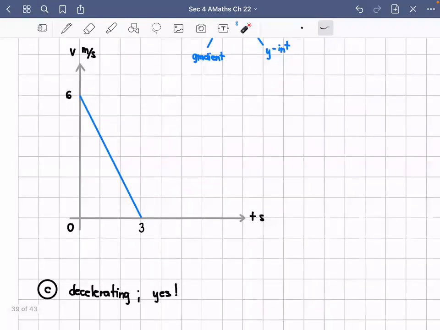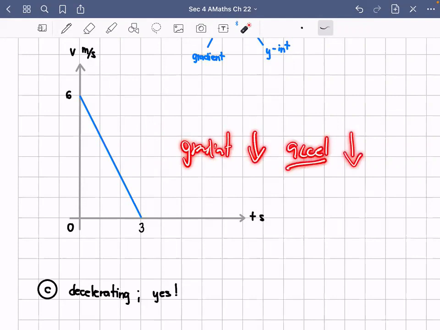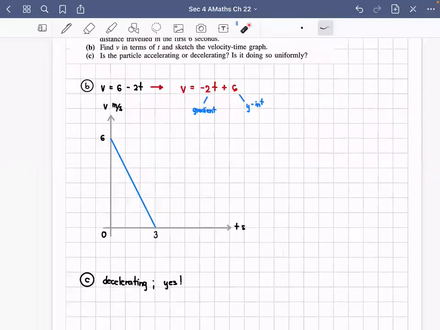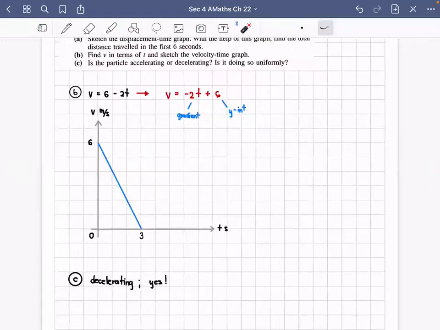Because the gradient is going down, that means acceleration is also down, or in other words, it's decelerating. So it's doing it uniformly. Okay, so that's it. That's letter B and letter C.